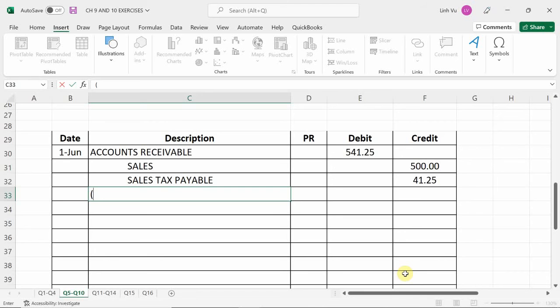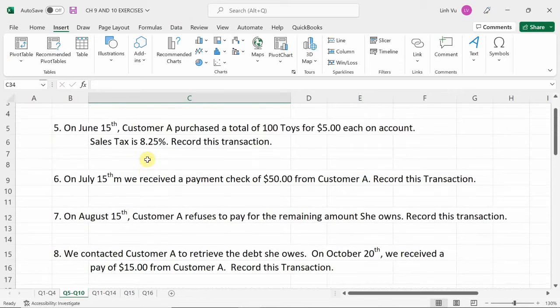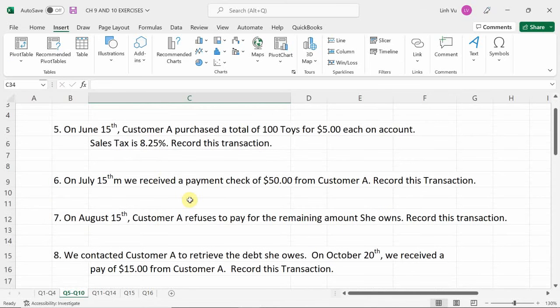Because the important lesson here in chapter 10 is: what do I do when a customer pays me and they owe me on an account? So right here, I'm just going to go ahead and say sold 100 toys to customer A. Okay? Now, of course, customer A decides to promise you that they'll pay you back.